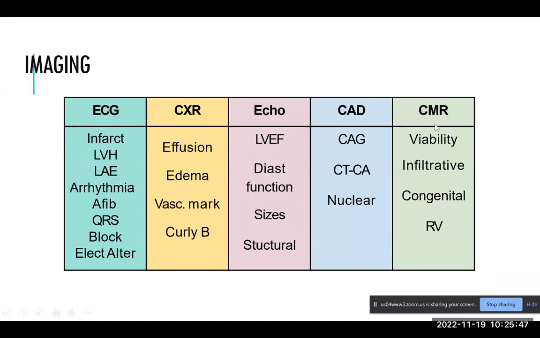Cardiac MRI is important in detecting viability of the tissue, and detecting infiltrative disease that is difficult to diagnose by echo and clinically. Congenital abnormalities are usually illustrated in cardiac MRI more than echo. And estimation of RV function and RV morphology is generally better with cardiac MRI.